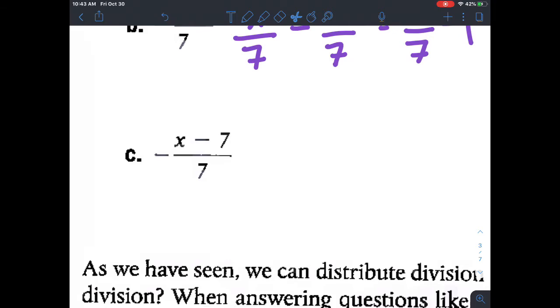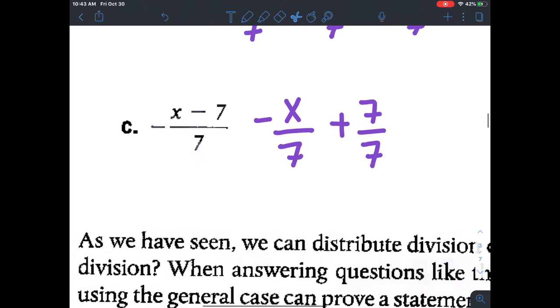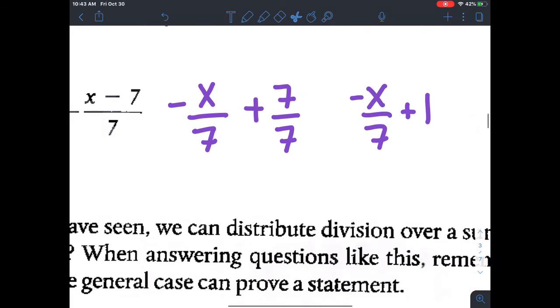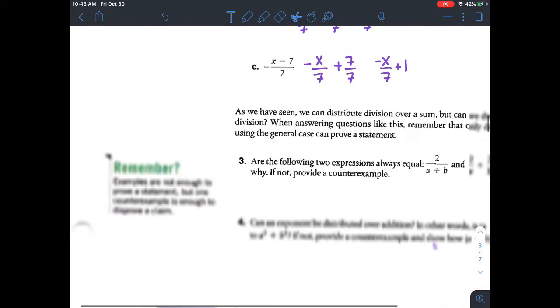And then I have the same thing, except the whole fraction is negative, so negative (x minus 7) divided by 7. Same thing. This time, I'm going to need to distribute that negative when I split my fractions up. So I have negative x over 7, and then instead of minus for that minus 7, I need to distribute the negative, so it's actually plus 7 over 7. And then I can reduce that 7 over 7 into just 1.